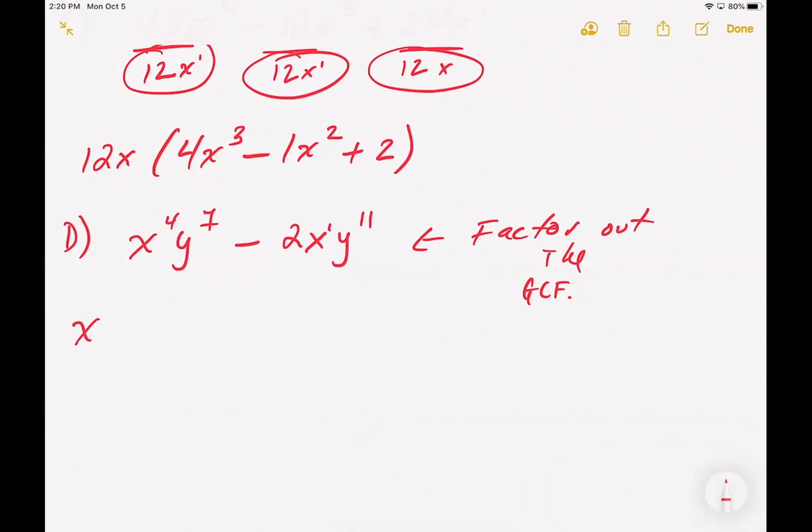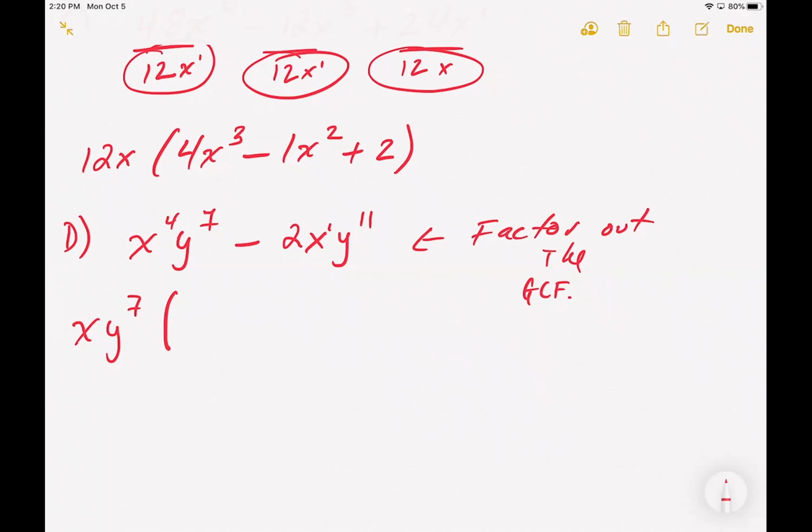And between my Y, do you agree that Y to the 7 is smaller than Y to the 11? So basically what you do is you ask yourself, between your exponents, what is the smallest exponent? Whatever the smallest exponent is, you bring it to the outside. And if you bring it to the outside, what is left over?